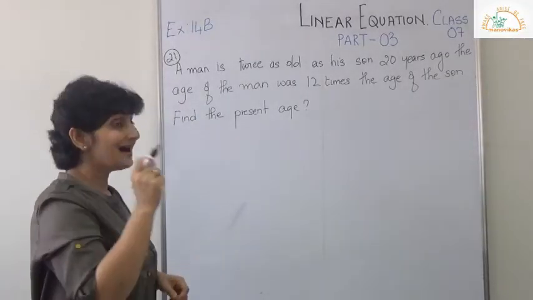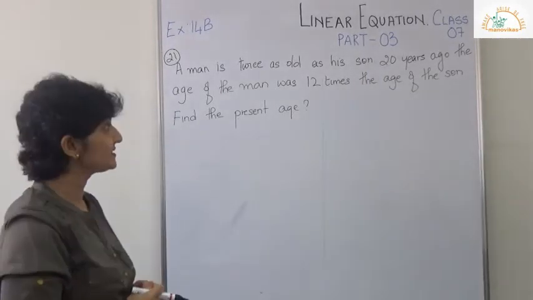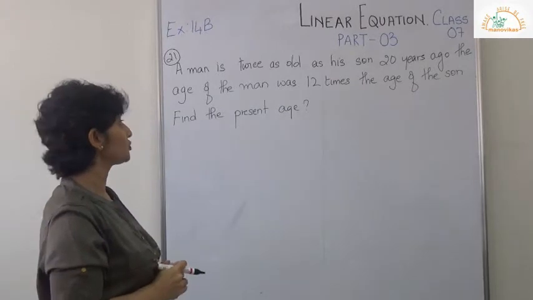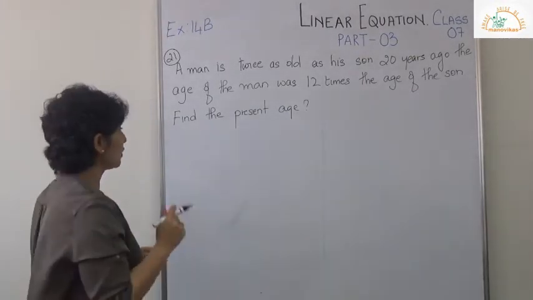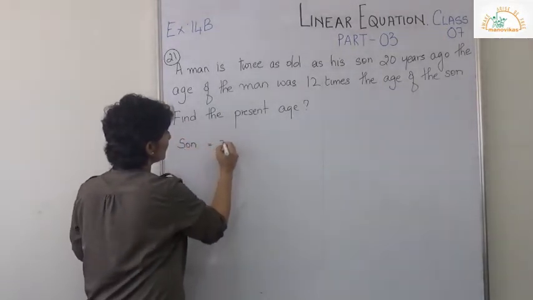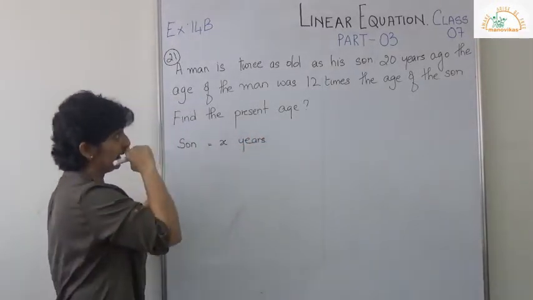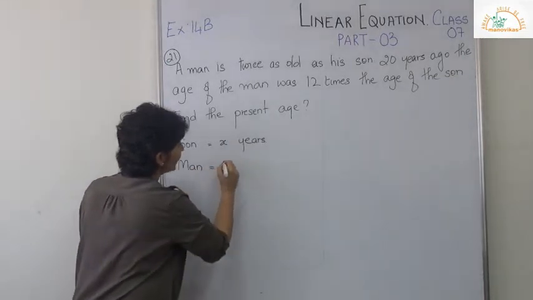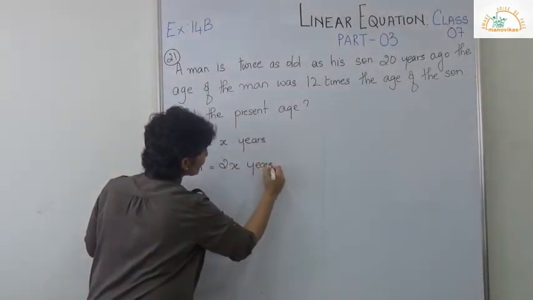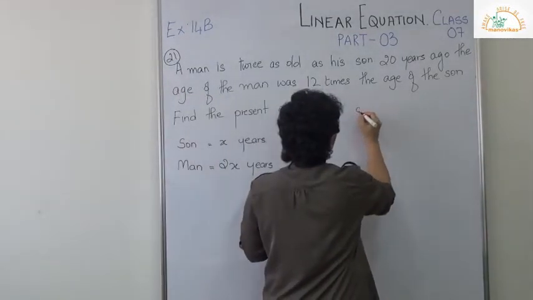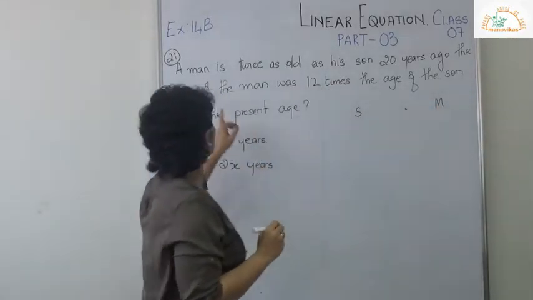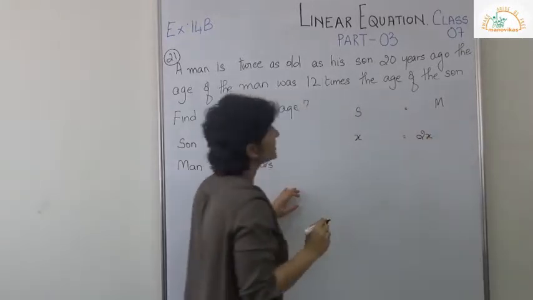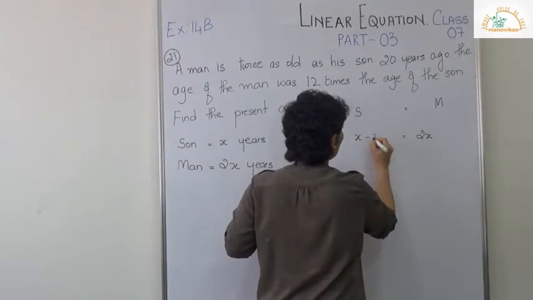Read question 21. A man is twice as old as his son. 20 years ago, the age of the man was 12 times the age of the son. Find the present age. So, let the son's age be equal to x years. Correct? And they say a man is twice as old as his son. That means man's age will be 2 times more, 2x years. Correct? Alright. So, let's write here son and let's write here man. Now, a man is twice as old as his son. So this one is x, this one is 2x. 20 years ago, that means minus 20.